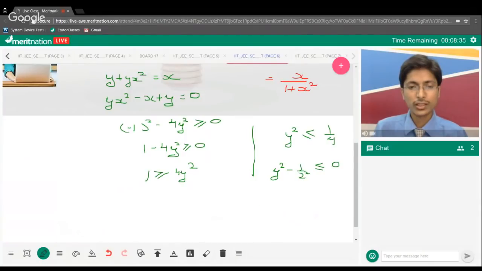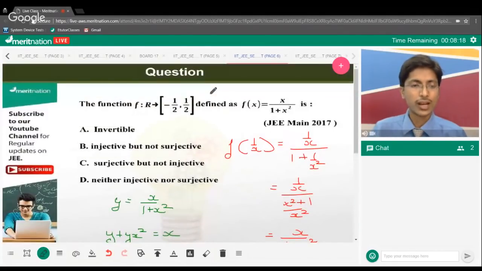So basically y will be lying between minus 1 by 2 and 1 by 2, as we are able to see in one of the options. So our codomain is range. So we can say that the function is surjective, but it's not injective. Why? Because f of x was equal to f of 1 by x.